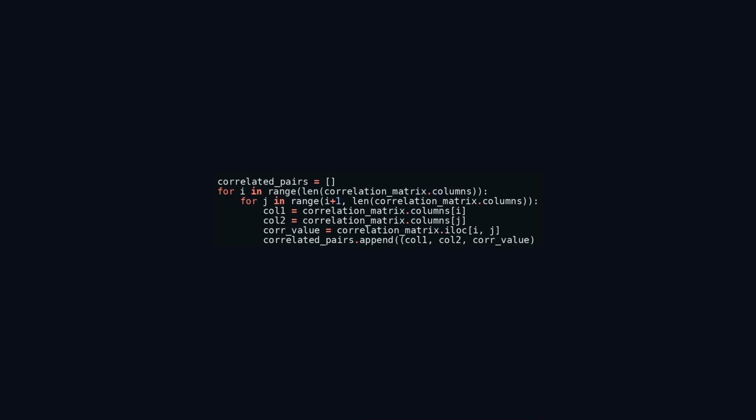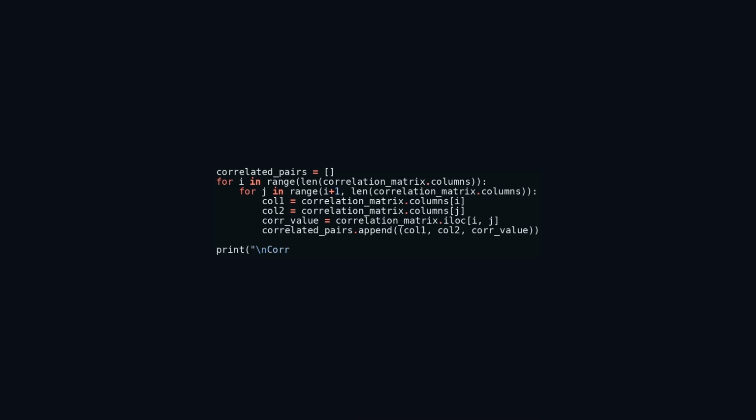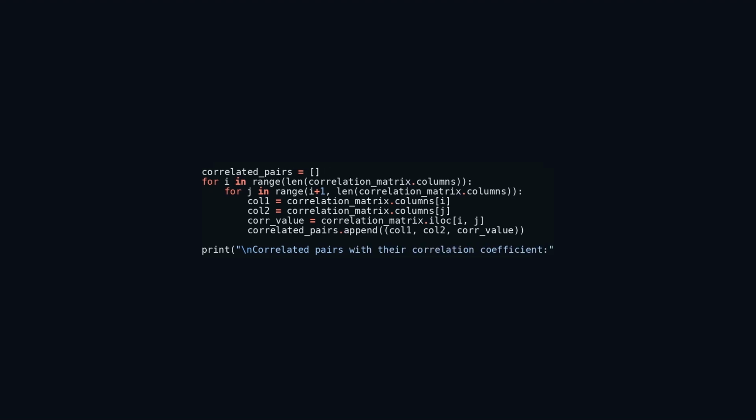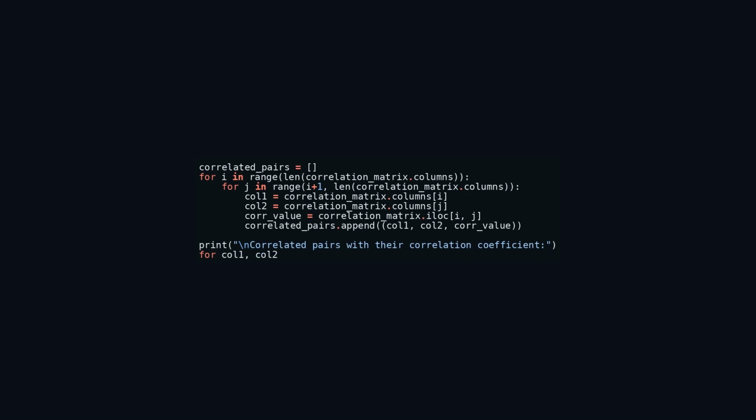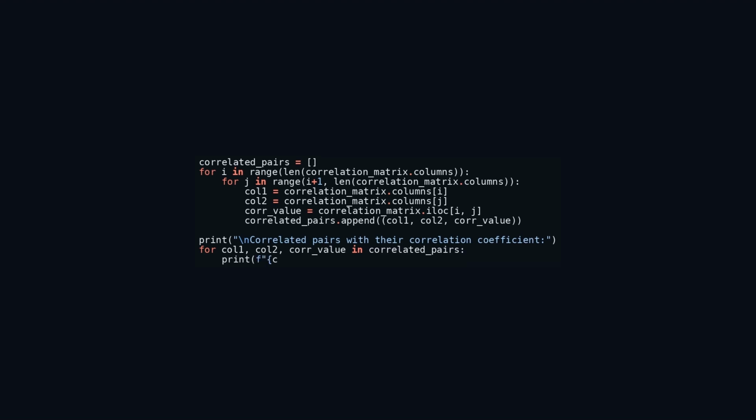3. With each column pair, the code gathers the column names, computes the correlation value between the two columns based on the correlation matrix, and appends a tuple of column names and correlation value to the correlated pairs list. 4. Upon completion, the script showcases the correlated pairs together with their correlation coefficients through formatted strings. This piece of code proves to be valuable in recognizing highly correlated column pairs within a dataset, aiding in tasks like feature selection, dimensionality reduction, and the construction of predictive models.